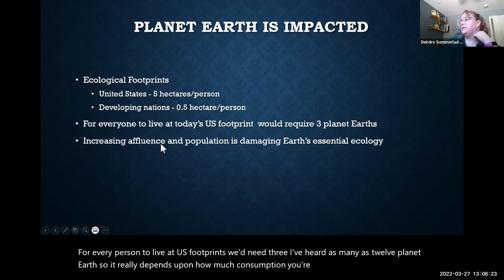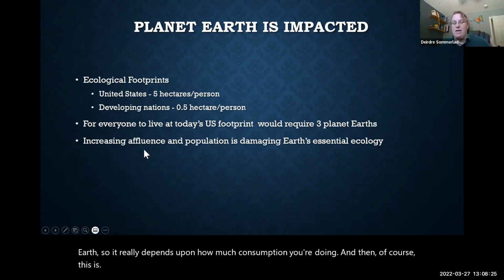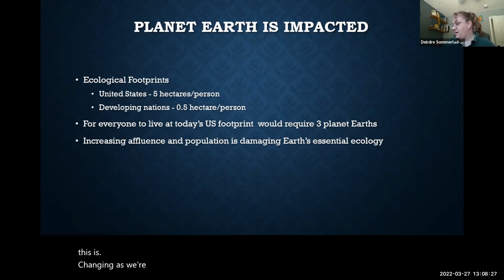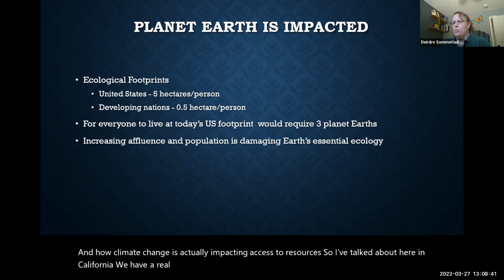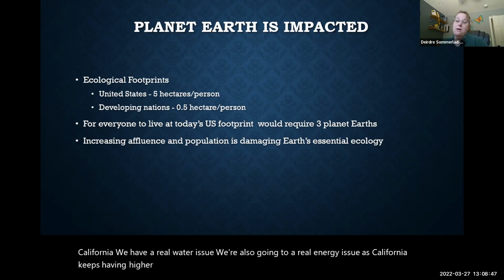And then, of course, this is changing as we're seeing shifts in population across the Earth, and how climate change is actually impacting access to resources. So like I've talked about here in California, we have a real water issue. We're also going to have a real energy issue as California keeps having higher and higher temperatures.